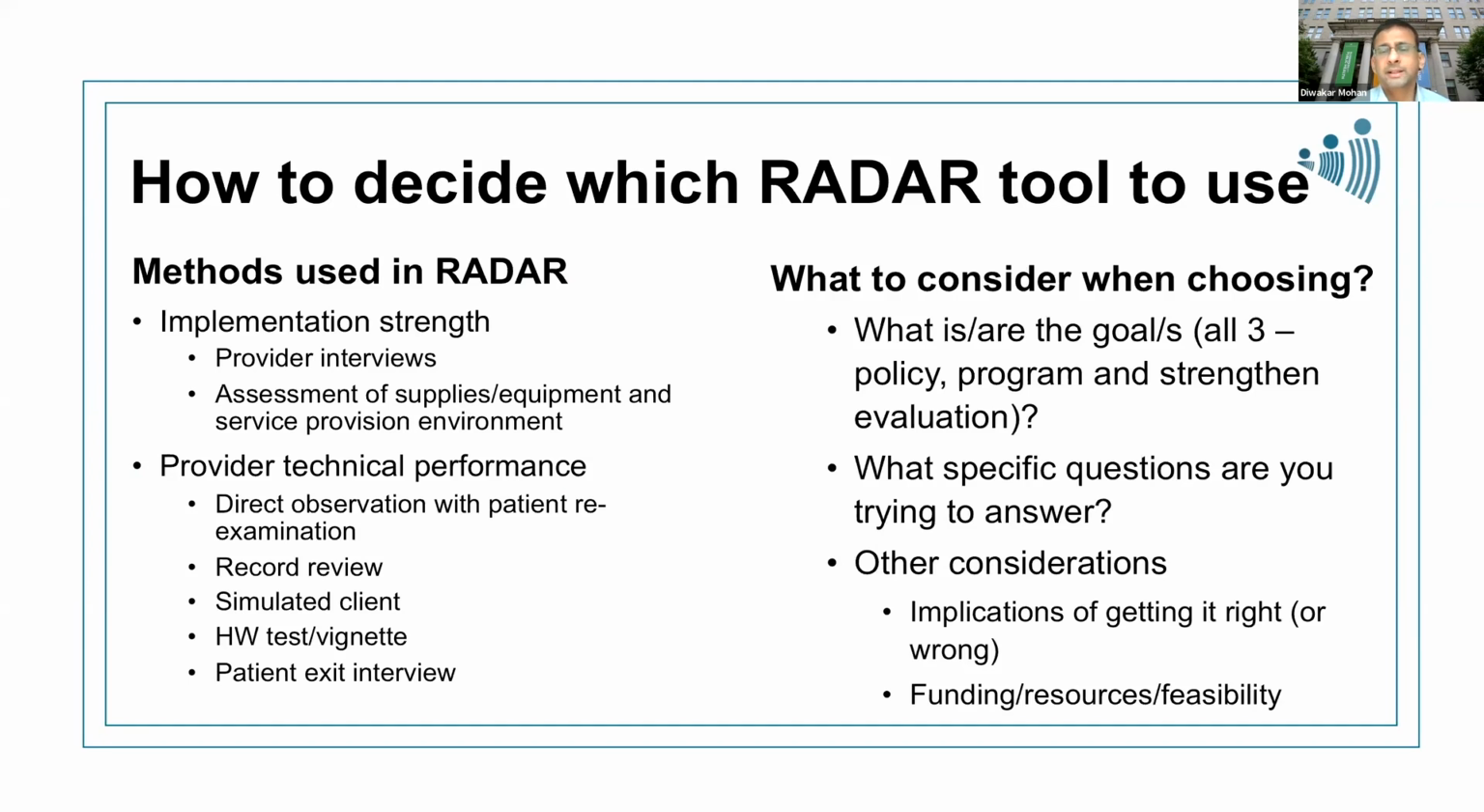So what do we need to consider? We continue to look at the goals. What do we need to strengthen? Policy, program, and strengthening evaluations. What specific questions are we trying to answer? Is there something of very importance to this specific program that we want to consider when we design the program? And the other considerations include, what are the risks? How much do you lose if you get it wrong? What's the risk versus benefit? And finally, one of the most important questions of all, your availability of funds, resources, and time.